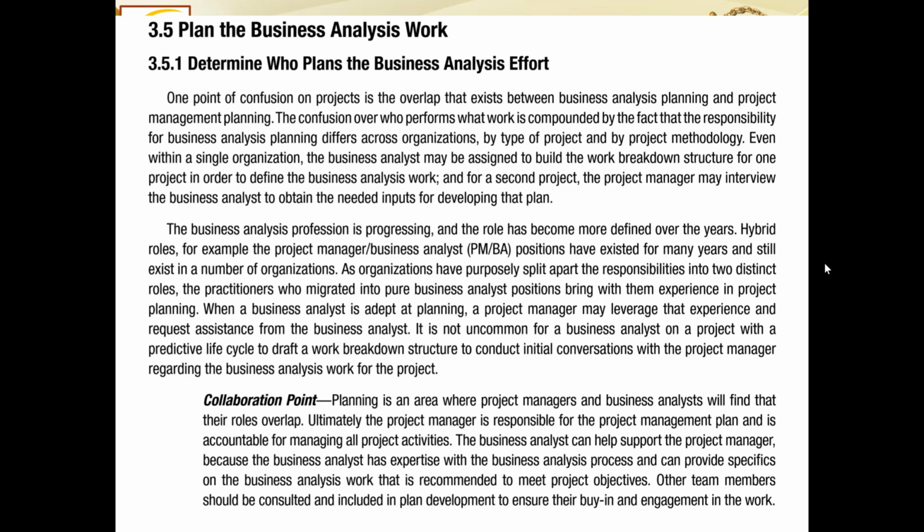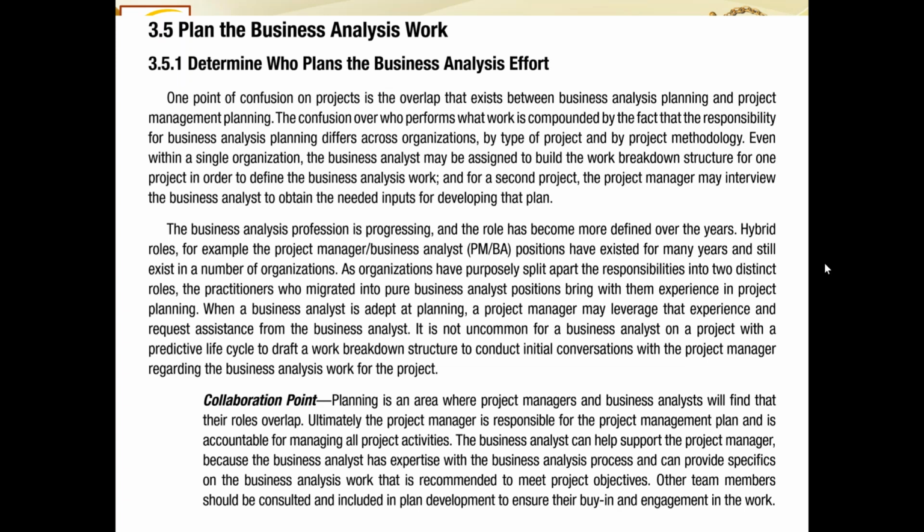Planning is an area where project managers and business analysts will find that their roles overlap. Ultimately, the project manager is responsible for the project management plan and is accountable for managing all project activities. He will run the project, he will plan the project, he will conceive the project activities. So, this all is his responsibility, creating the project management plan and all. The business analyst can help support the project manager.